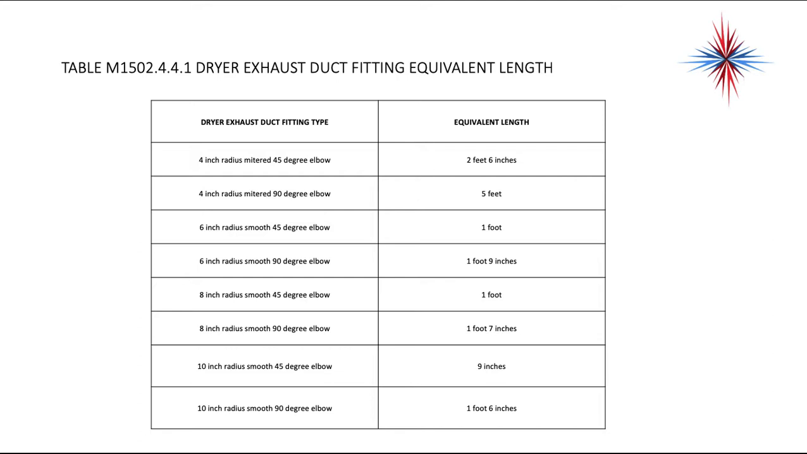Okay? The larger the elbow, the larger the piping you run, the less the equivalent length of fittings are. Bottom line is, for closed dryers, the closer to the outside wall and the termination, the better off you are.